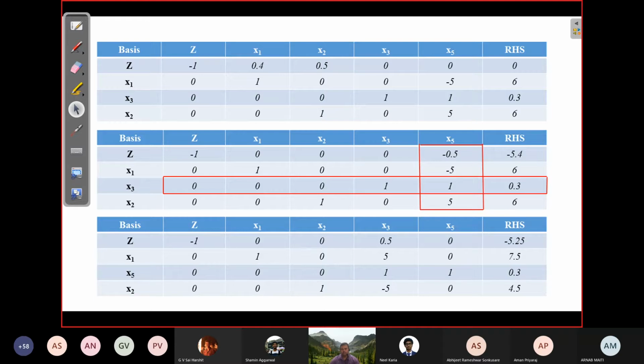Any other question? Is everyone doing it or not?